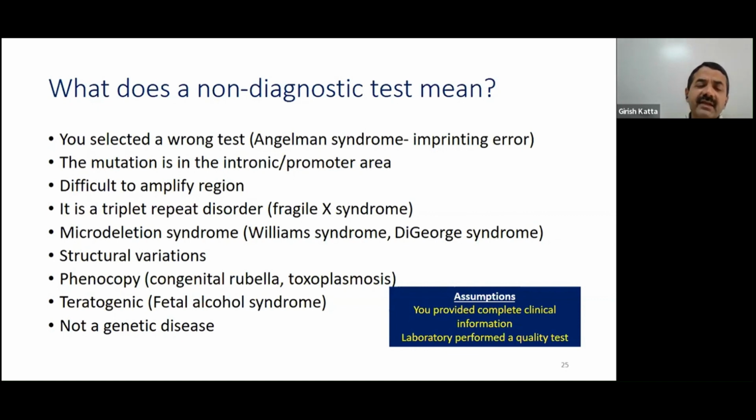If it is a non-genetic disease, remember, several developmental problems and birth defects are not genetic in origin, or there may not be any genetic change. If it is not a genetic disease, or if it is an infection, then you will definitely not get a diagnosis. So these are the possibilities which you need to keep in mind when you get a non-diagnostic test. These limitations assume that you have provided complete clinical information to the lab and the lab has performed a quality test, taking care of good sequencing, quality and coverage.